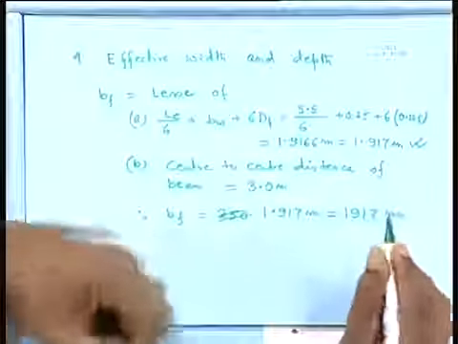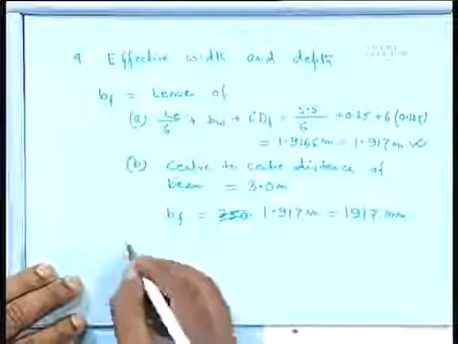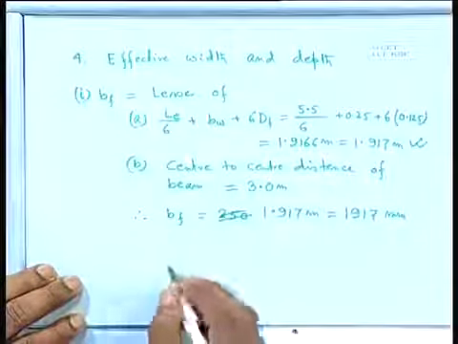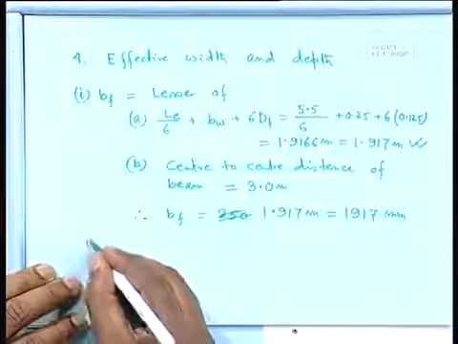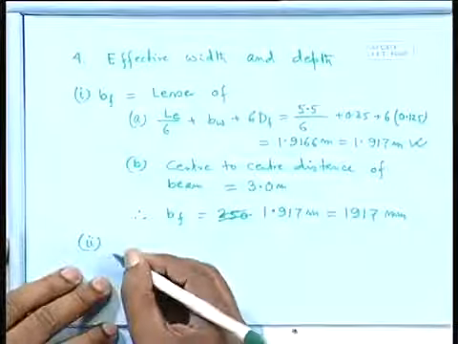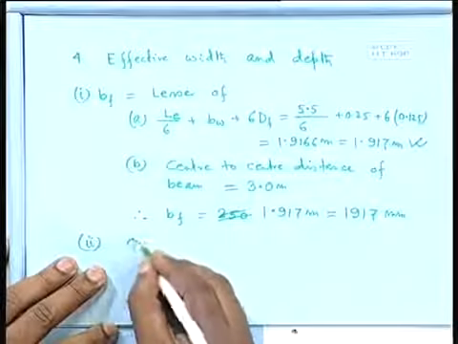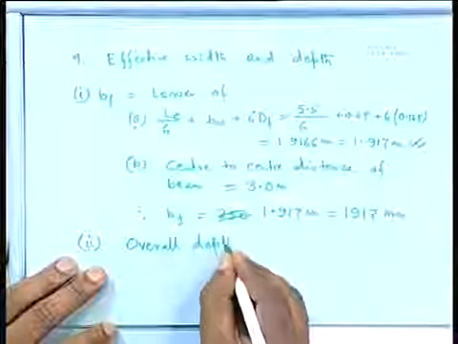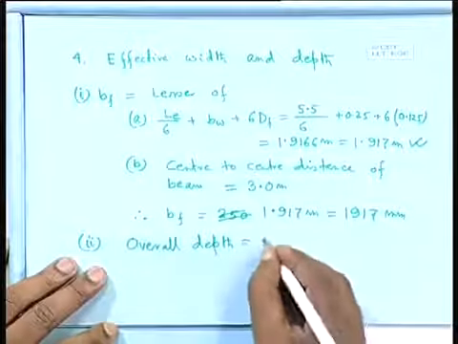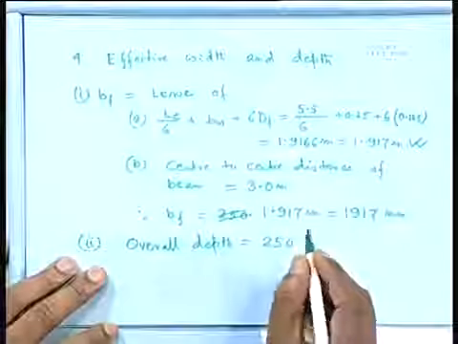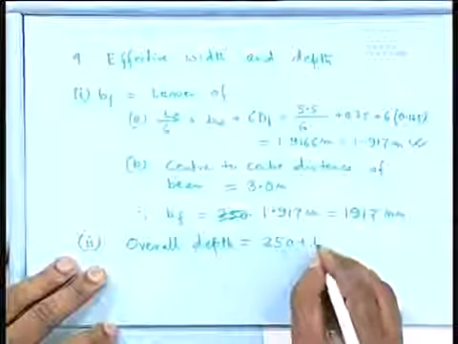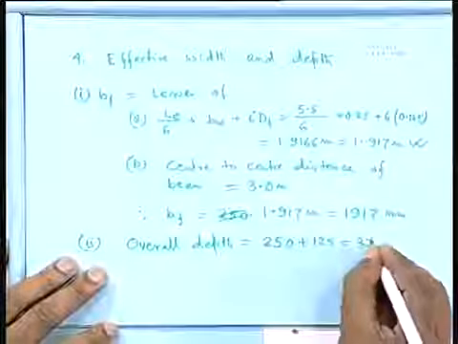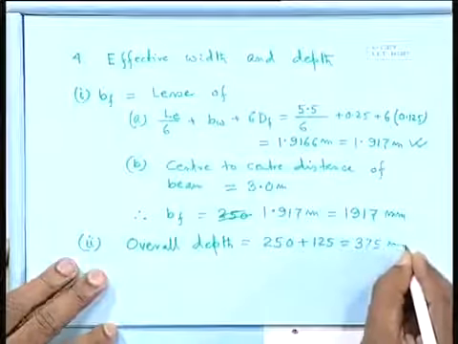Let us write down. What about your overall depth? This is number 1, the effective width. Number 2, we are interested to find out the effective depth. So, overall depth equal to, we have assumed 250 millimeter is the web depth plus 125 millimeter is the slab thickness, which comes as 375 millimeter.